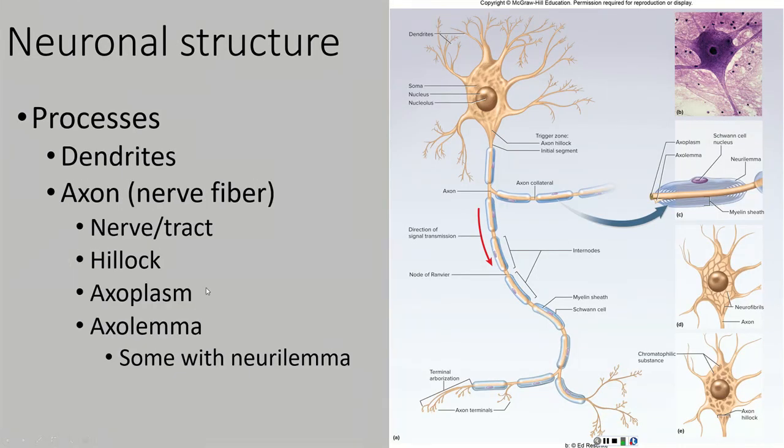So the cell bodies are going to be clustered together as either ganglia or as nuclei. All of the axons are going to be clustered together as either a nerve or a tract. So nerves are clusters of axons in the peripheral nervous system. Tracts are clusters of axons in the central nervous system.